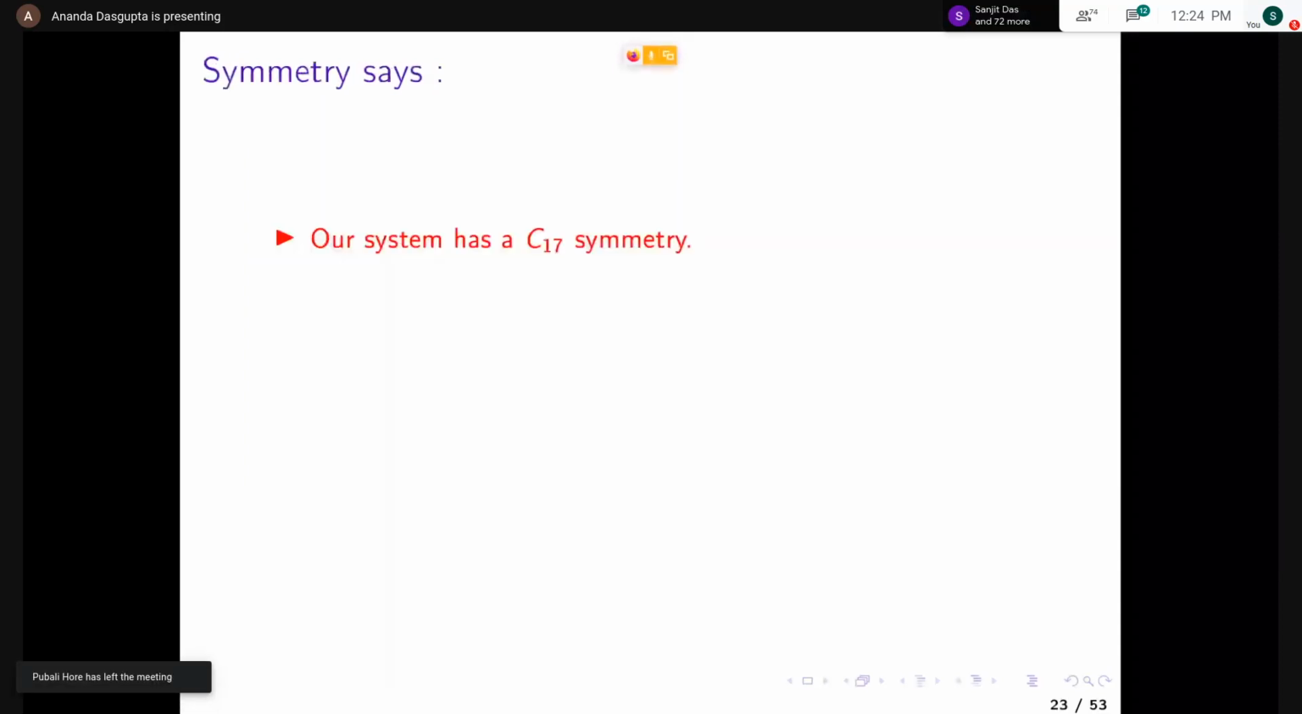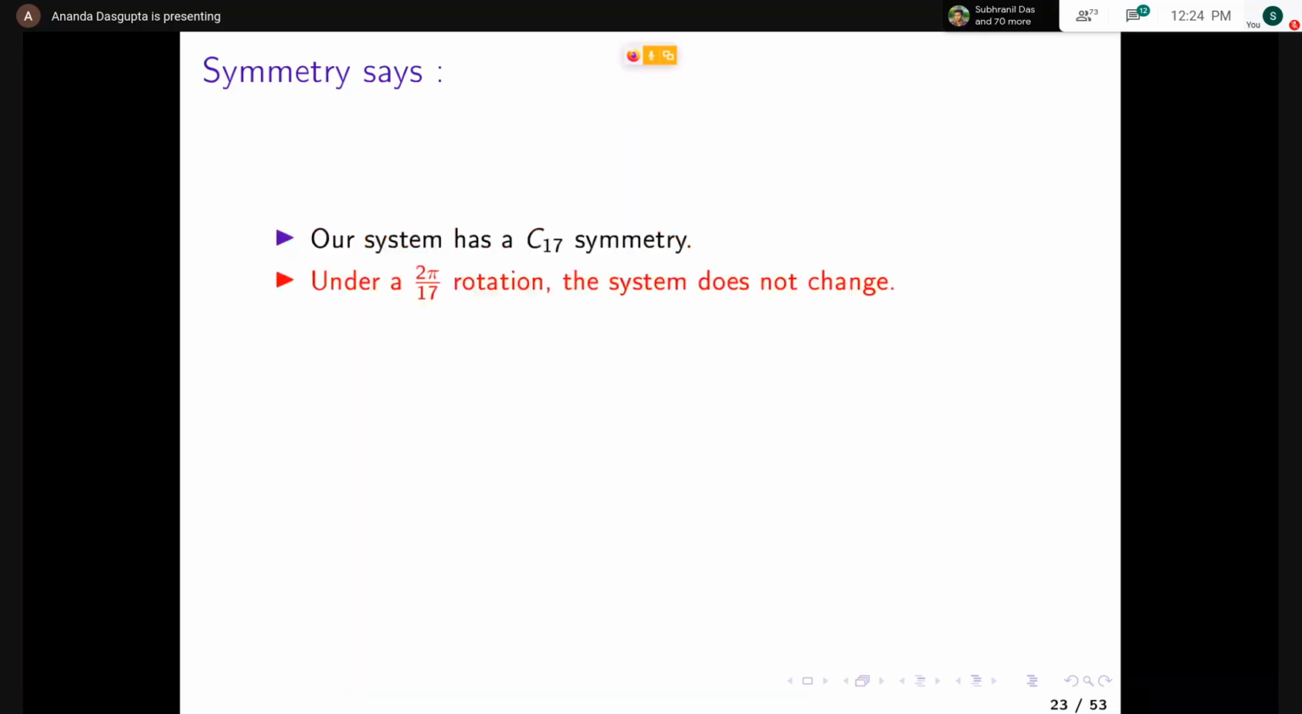If you want to say this in slightly more pompous language, it goes this way. Our system has C17 symmetry, 17-fold rotational symmetry. Remember, the angle through which you could rotate was 2 pi by 17. Then twice that, 3 times that, 4 times that. There are 17 separate rotations you could do, each of which would move all the charges to the next vertices. So your system has C17 symmetry. Under 2 pi by 17 rotation, the system doesn't change. Neither does our field point move.